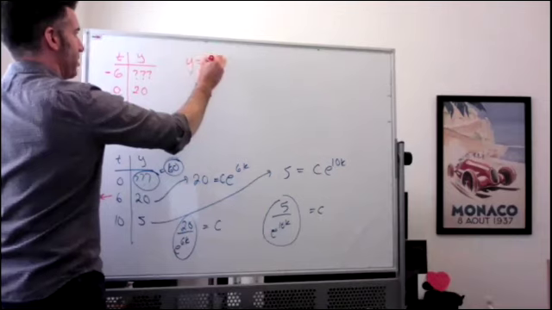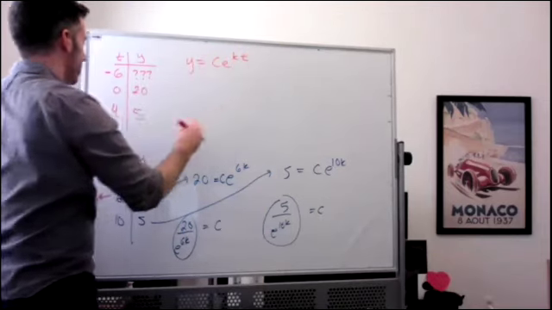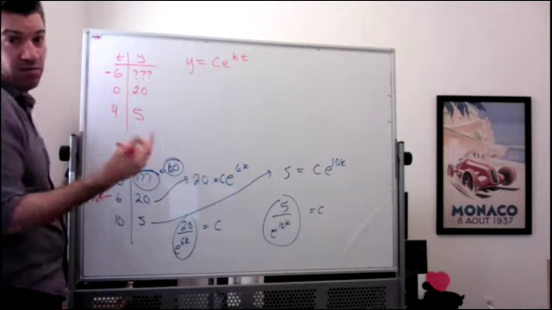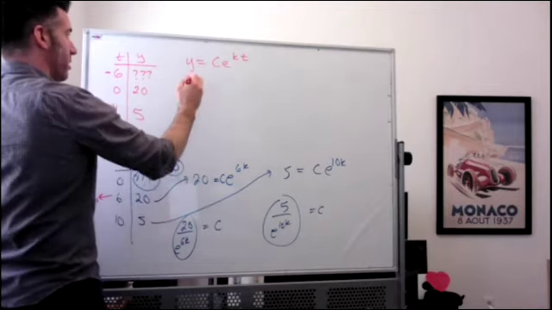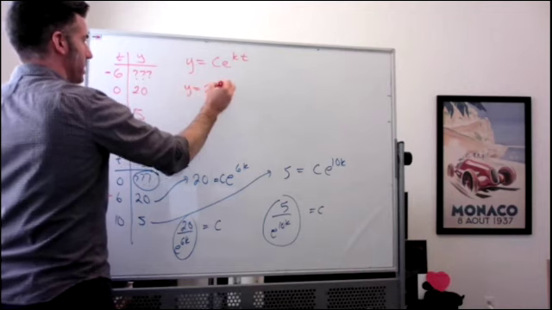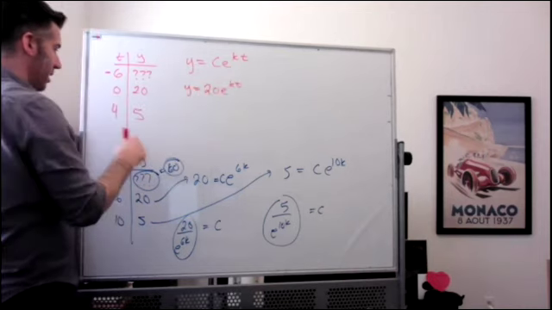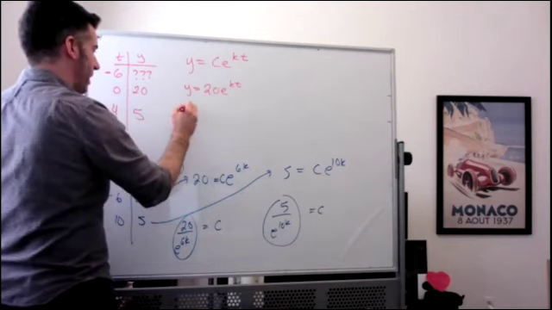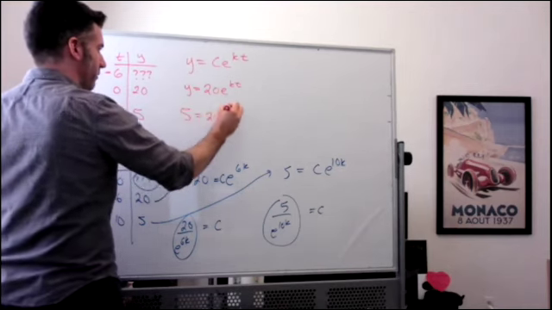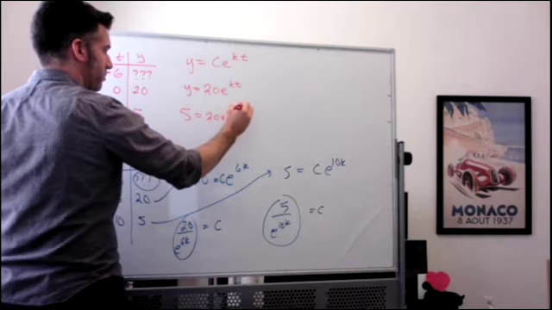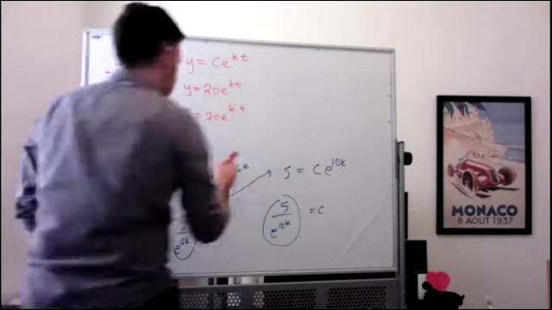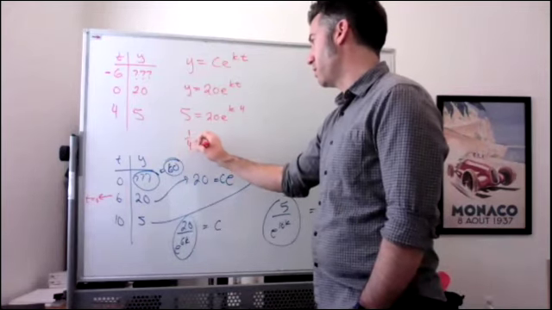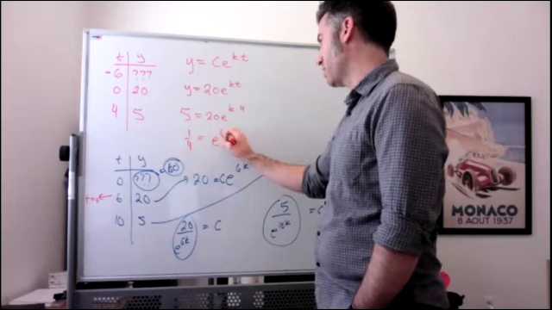I can say, okay, well, y equals c e to the kt. I can say that my c is 20. Now, it's not going to be how much I have at the time I care about, but that's all right. So y equals 20 e to the kt. Then I can plug in that 4 hours later, I have 5 grams. So 5 equals 20 e to the 4 times k. Solve for k. So 5 divided by 20 is 1/4 equals e to the 4k.